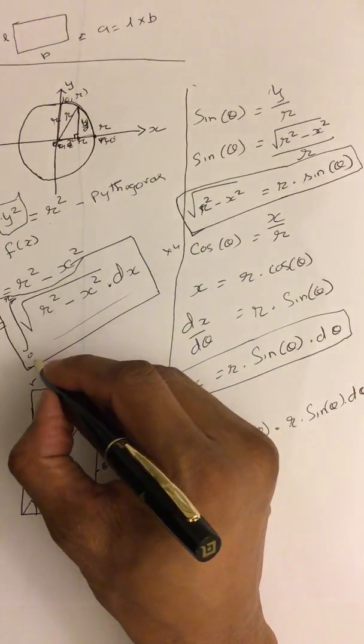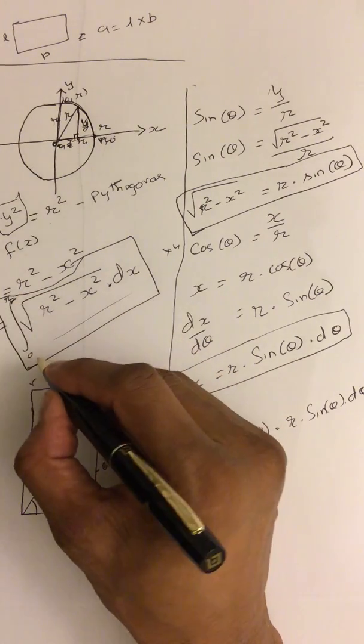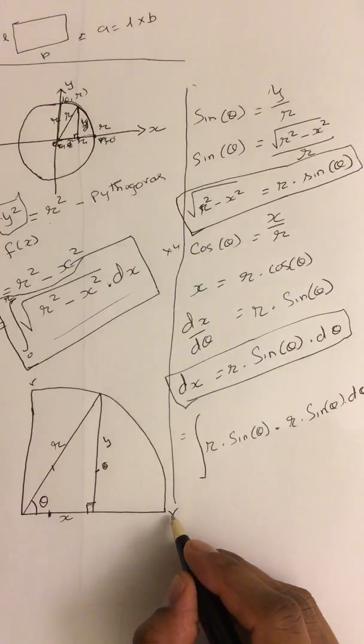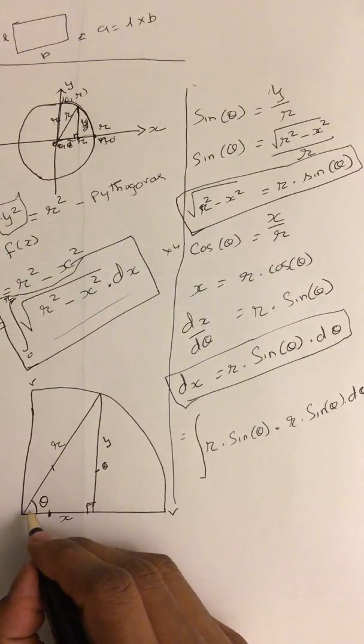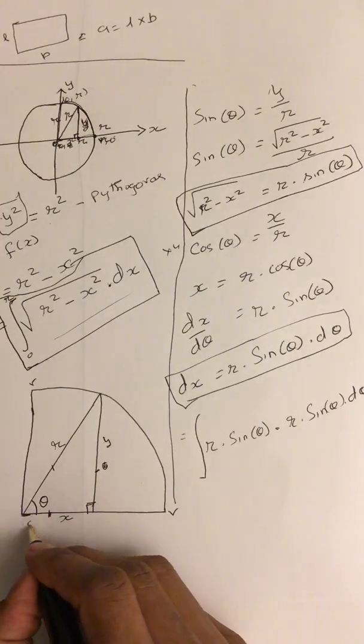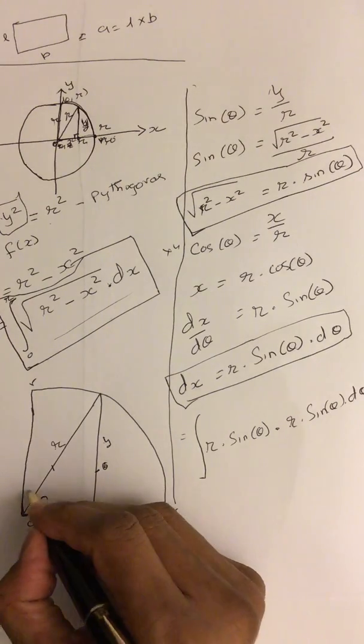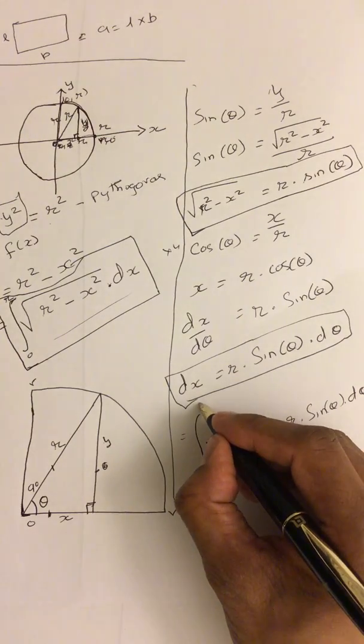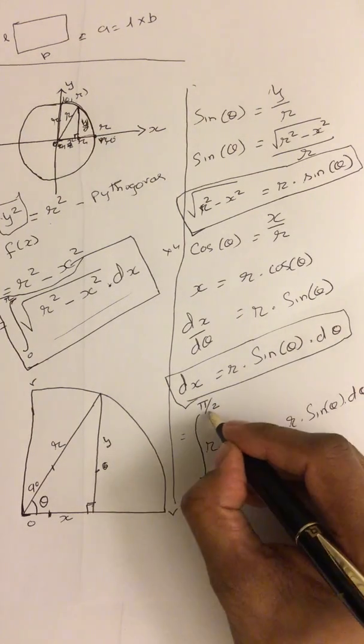So accordingly, our limits are also going to change. Earlier we were going from 0 to r, but now our limits are going to be from angle 0 to angle 90 degrees, which is basically pi divided by 2.